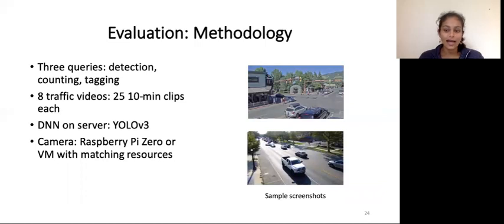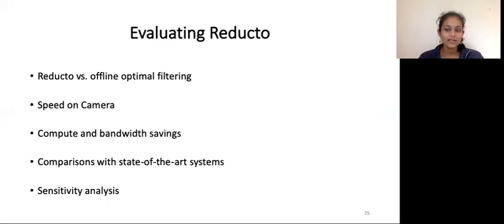On our server, we had YOLO v3 running as our object detector DNN, and for our camera experiments, we used either a Raspberry Pi Zero, whose specs matched the type of cameras we're targeting, or a VM with matching resources. We considered all these points when evaluating Reducto, and for this talk, I'm going to go over the first 3.